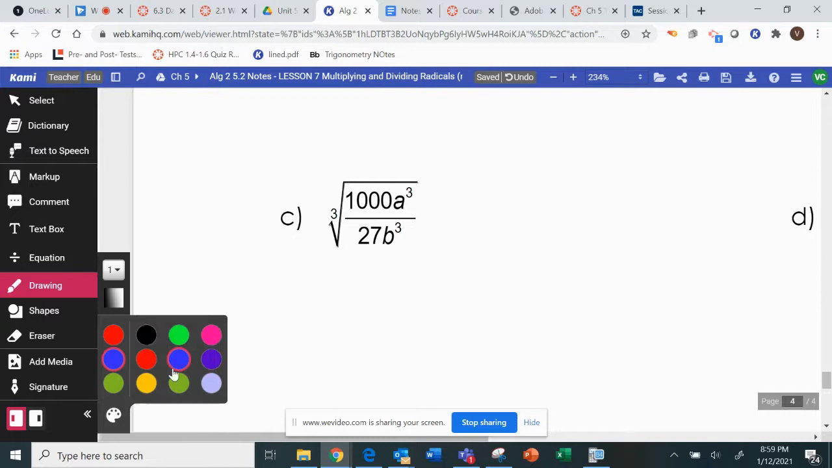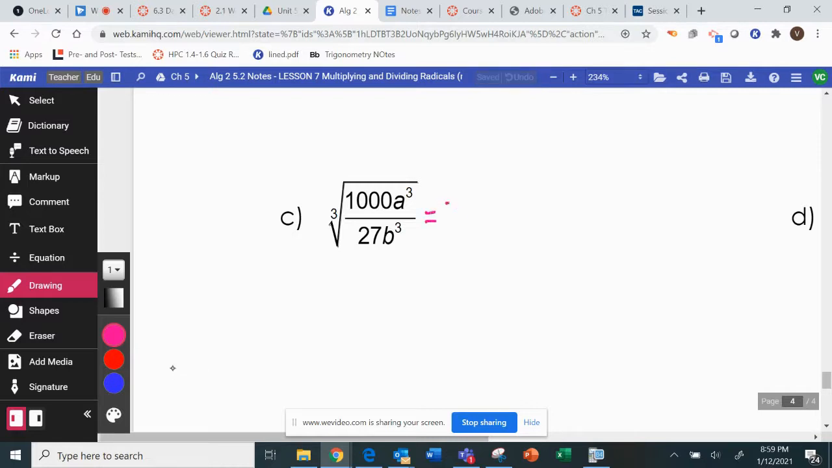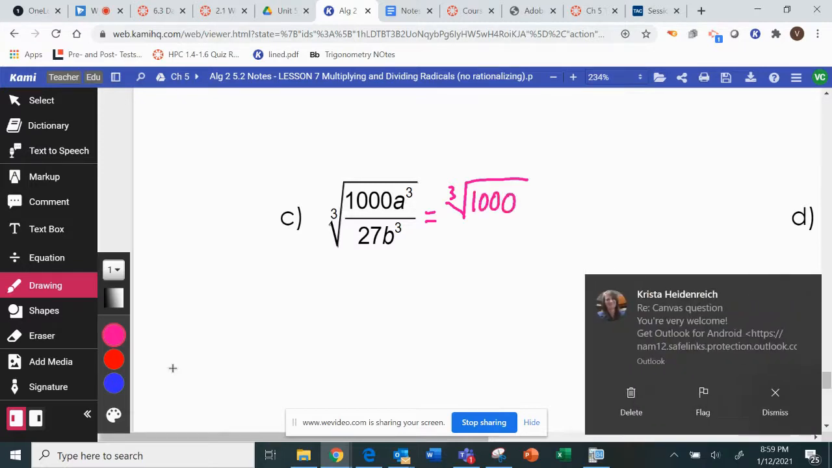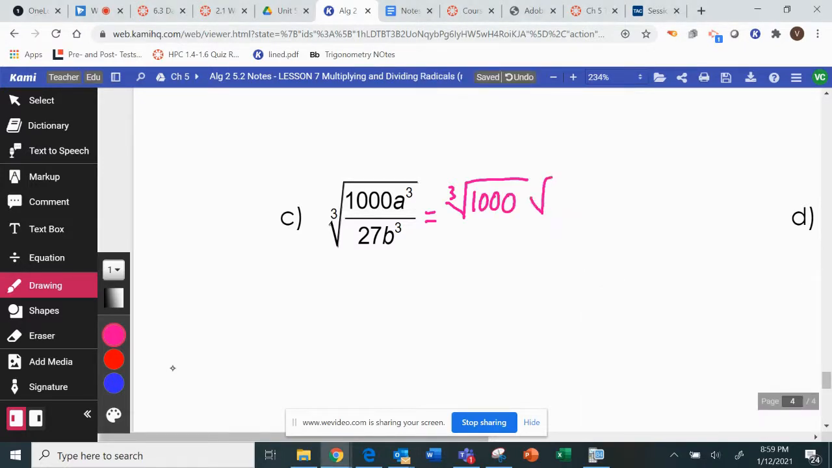Okay, question C. We've got the cube root, and we've got a fraction. 1,000 will not divide by 27. A's and B's won't divide. So maybe I will break it apart to be cube root of 1,000, cube root of A cubed, cube root of 27, and cube root of B cubed. So I undid the multiplication on the top, and I undid the division from top to bottom.